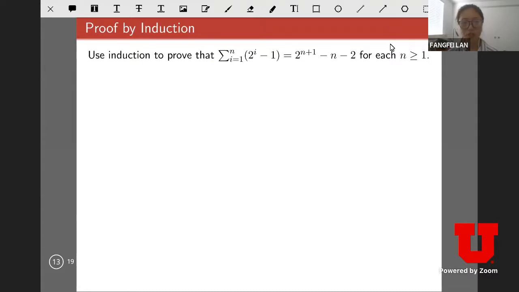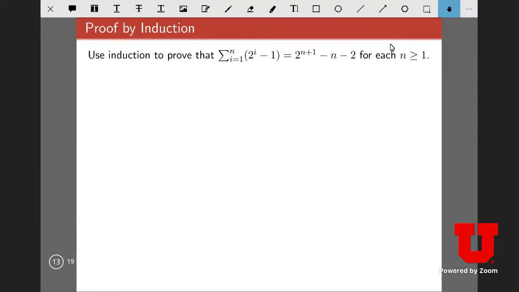Use induction to prove the statement. What do we do? What's the first step? Proof by induction. First step. What is the first step? It would be base case.